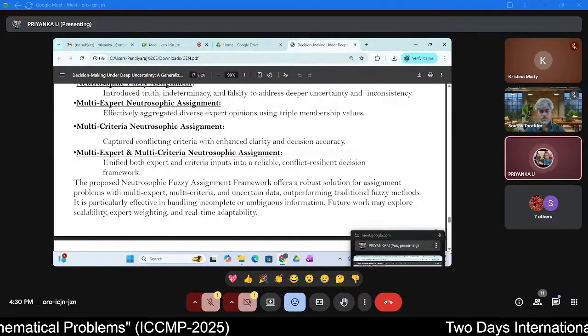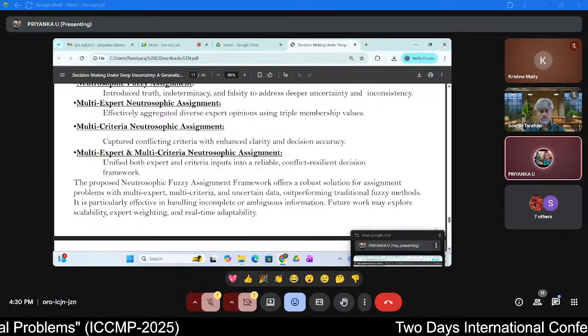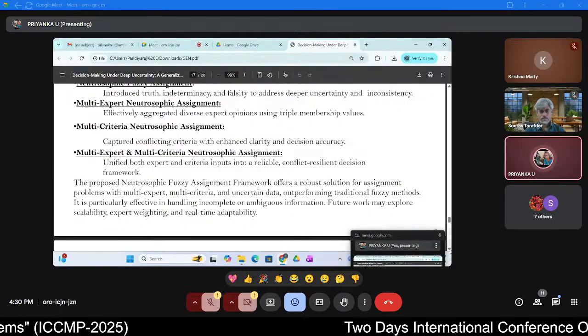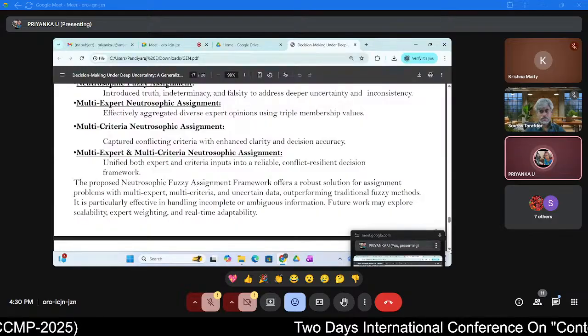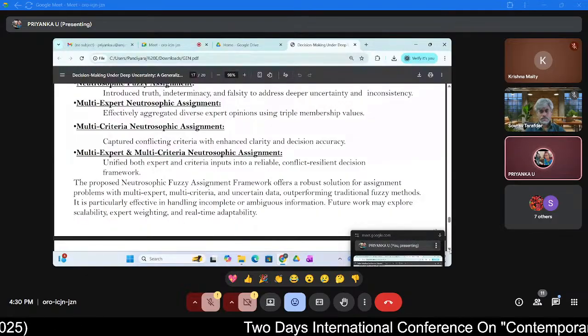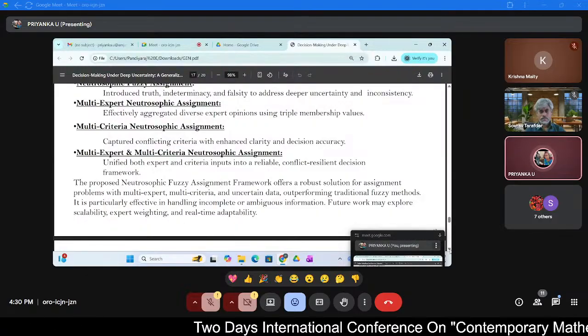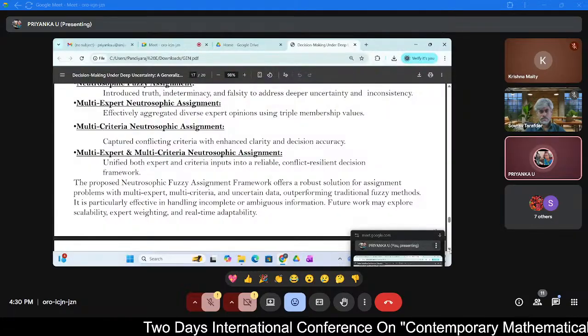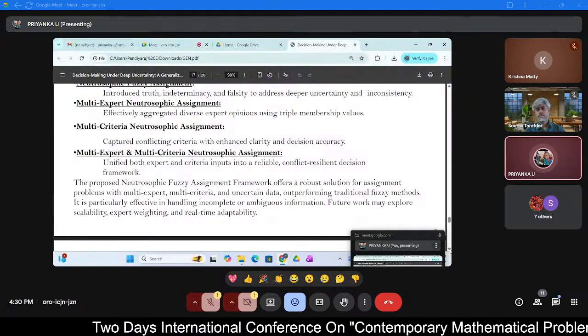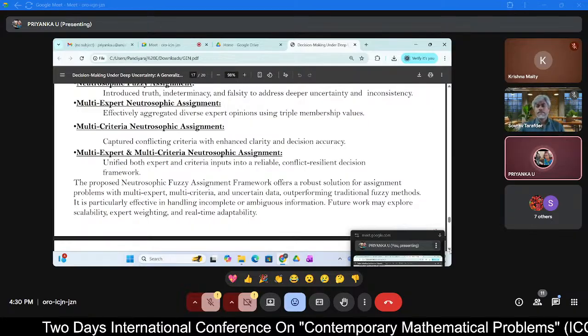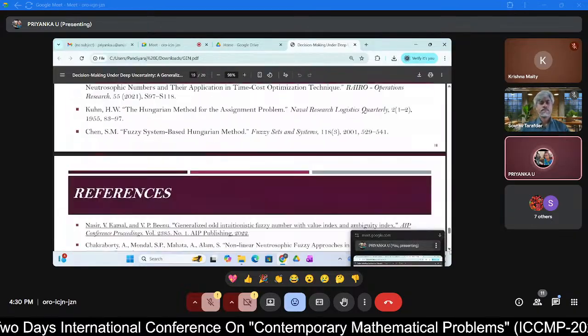The proposed neutrosophic assignment framework offers a robust solution for assignment problems with multi-expert, multi-criteria, and uncertain data, outperforming traditional fuzzy methods. It is particularly effective in handling incomplete or ambiguous information. Future work may explore scalability, expert weighting, and real-time adaptability. And these are my references.